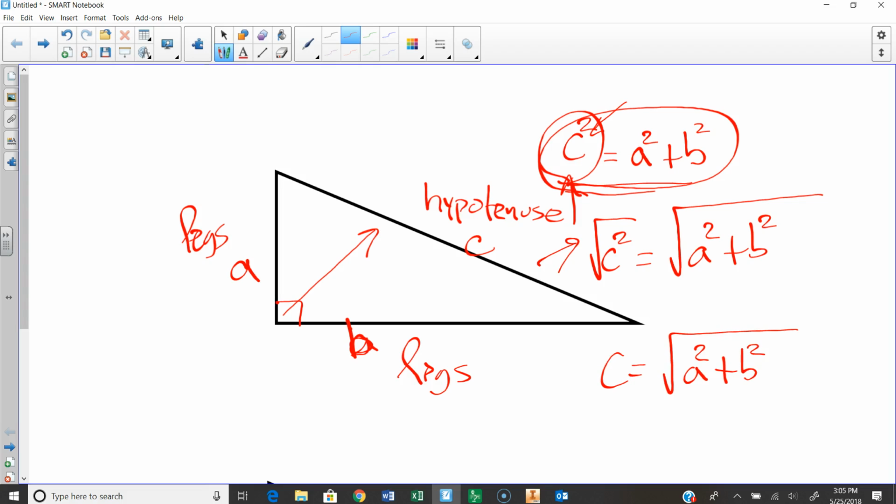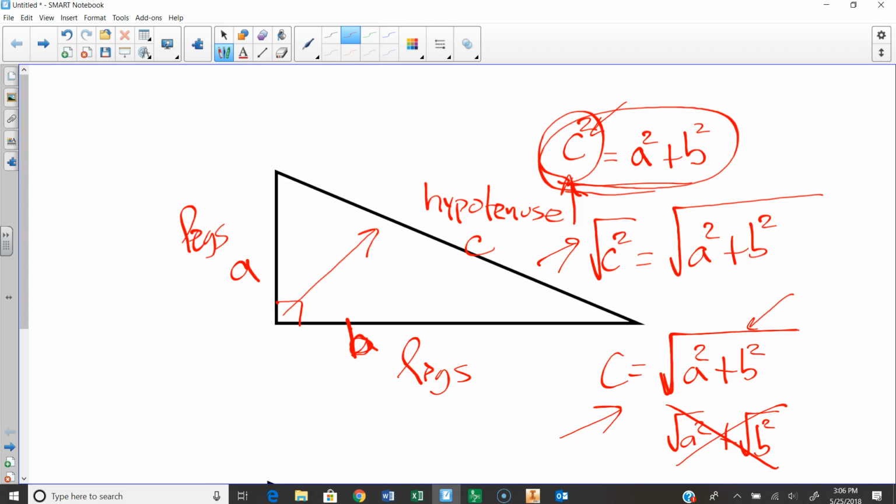Please keep in mind that you can't separate the square root sign, what's called the radical. You can't separate that and write this. This is illegal. You can't separate that across an addition. You can across multiplication, but not addition or subtraction. So here we solve for the hypotenuse.